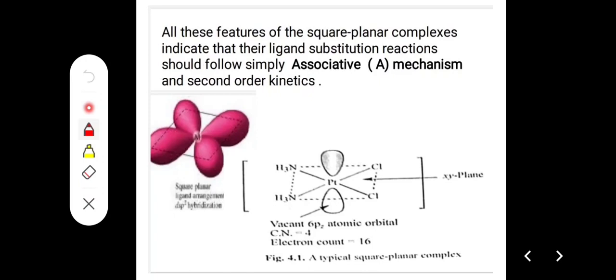All these features give the idea that square planar complexes always follow an associative mechanism, due to being coordinately unsaturated, electronically unsaturated, and having a vacant pz orbital. Now platinum 2+ is most used because platinum 2+ always produces square planar complexes. Platinum 2+ complexes are easy to study, and the square planar complexes are easily synthesized.